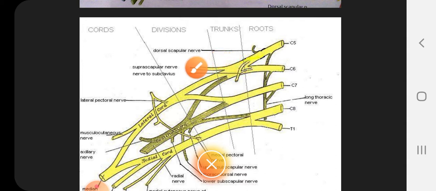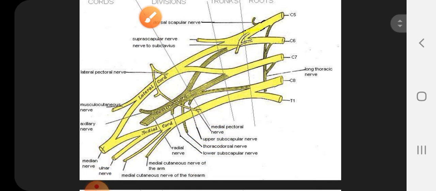Next we will see the branches from the cords. We have 3 cords. From the lateral cord, we got 3 branches. Number 1, lateral pectoral nerve. Number 2, musculocutaneous nerve. Number 3, lateral root of the median nerve. So these are the 3 branches from the lateral cord.